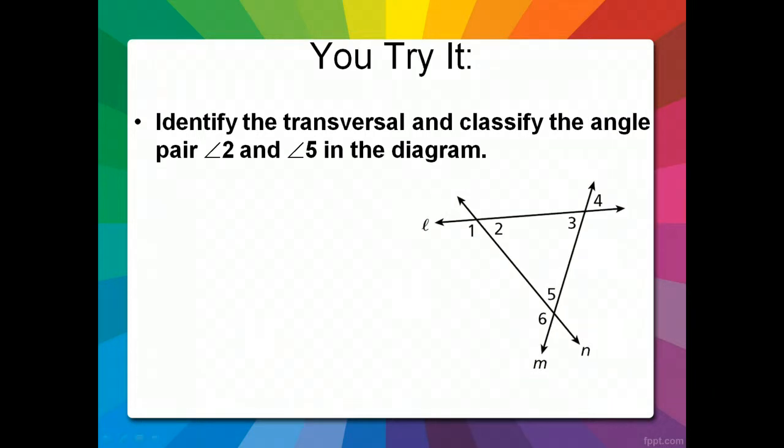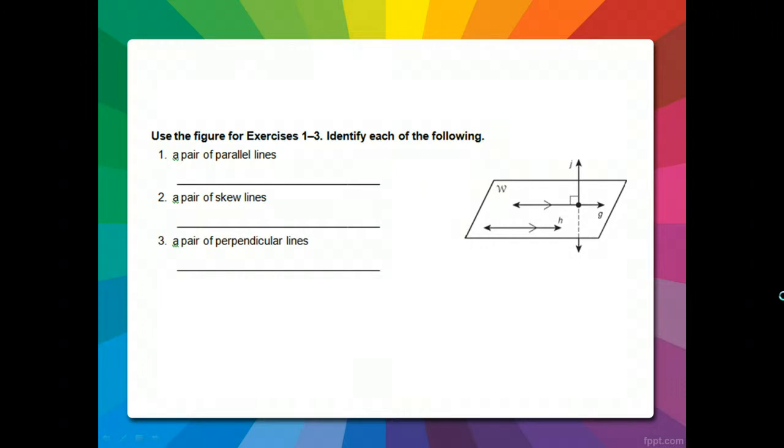Identify the transversal and classify the angle pair for angles 2 and 5 in this diagram. Did you say the transversal was N and they are same side interior angles? If so, you are right. Let's try a little bit more practice.